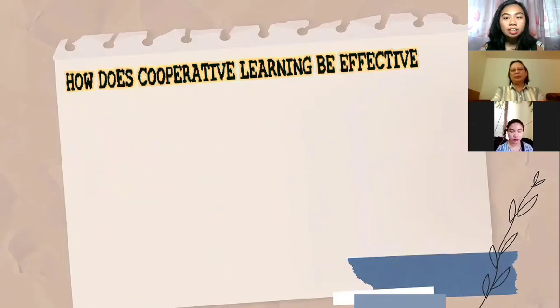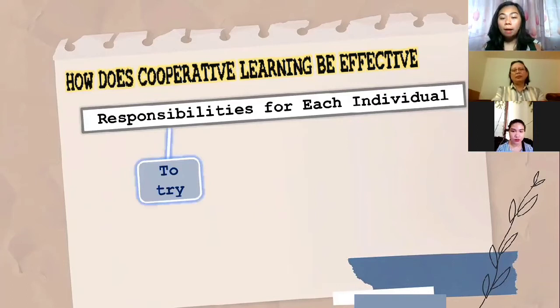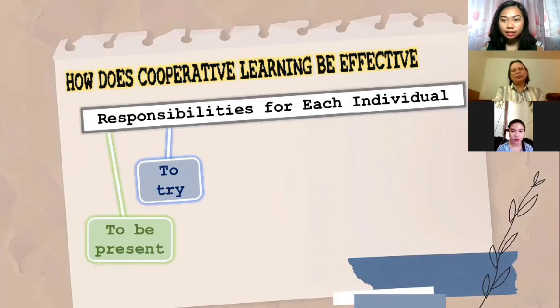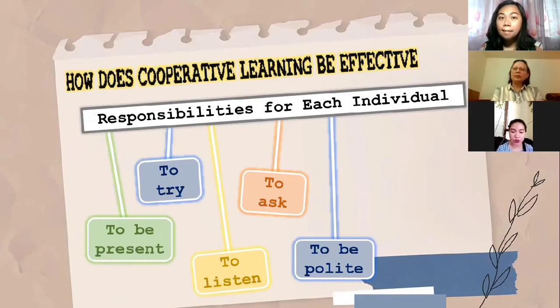Next, how does cooperative learning be effective? So we are going to discuss the responsibilities as a member. You have the responsibility. Next, you have to try. You have to try asking questions so you can help your group. Next, you have to be present. Of course, you have to be present for you to be guided in the activity that you will do. Next, you have to ask. Next, to be polite. Of course, it's a basic skill. You have to be polite to your members.